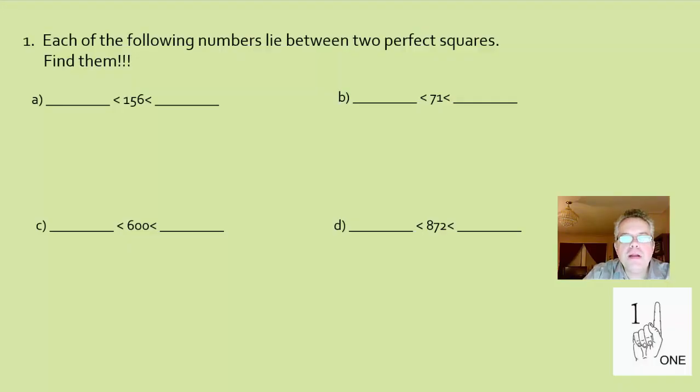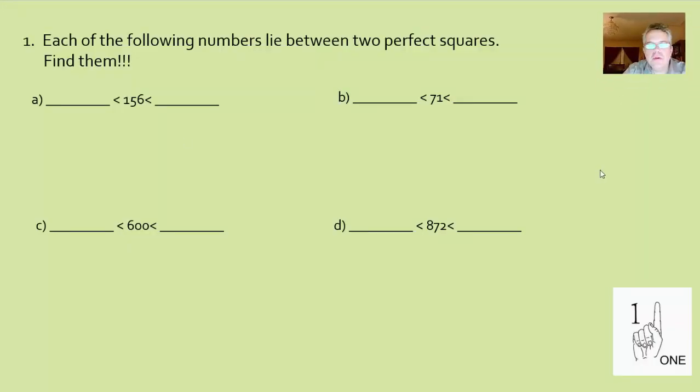We were talking about this kind of problem in class today, and I thought it would be good to go over it again. This is a very quick video. Our problem here is to find the perfect squares that surround 156. 156 lies in between two perfect squares. There's one below it and another above it. We're trying to find what those perfect squares are.